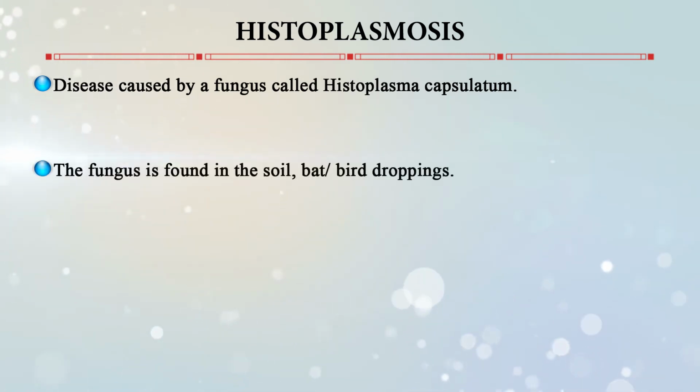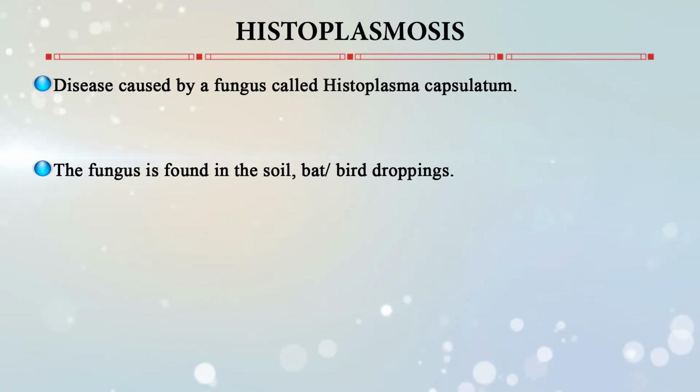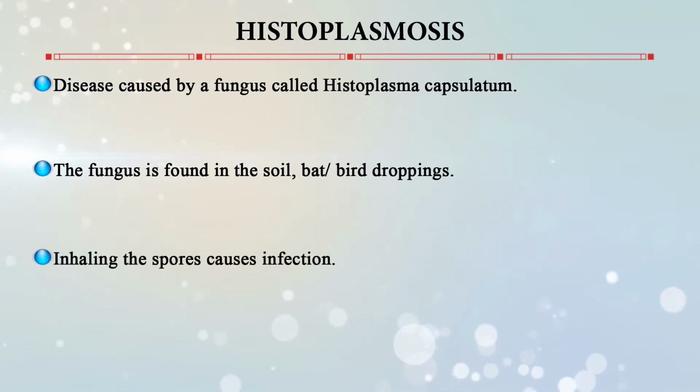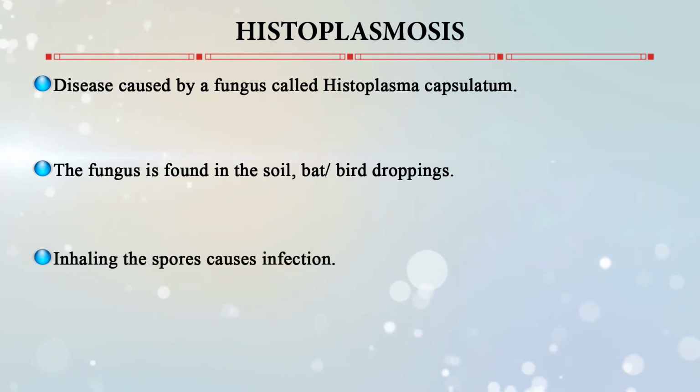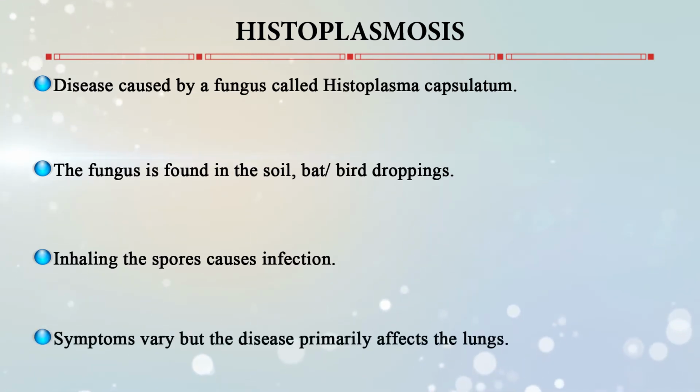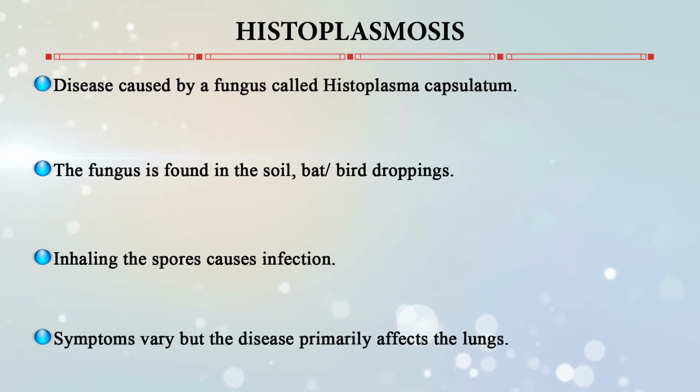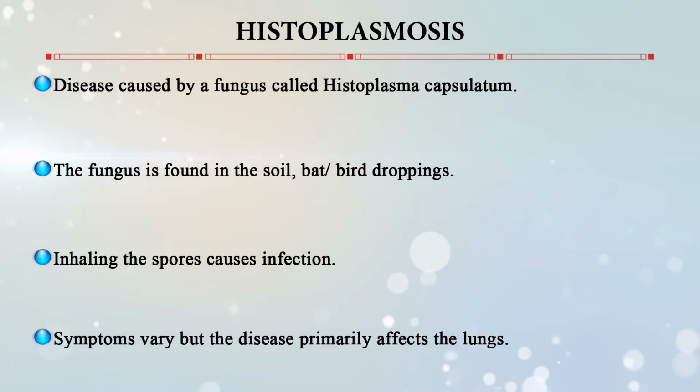Histoplasmosis. This disease is caused by a fungus called Histoplasma capsulatum. The fungus is found in soil and in bat and bird droppings, and inhaling the spores of this fungus can cause the infection. The symptoms can vary greatly, but primarily it affects the lungs.